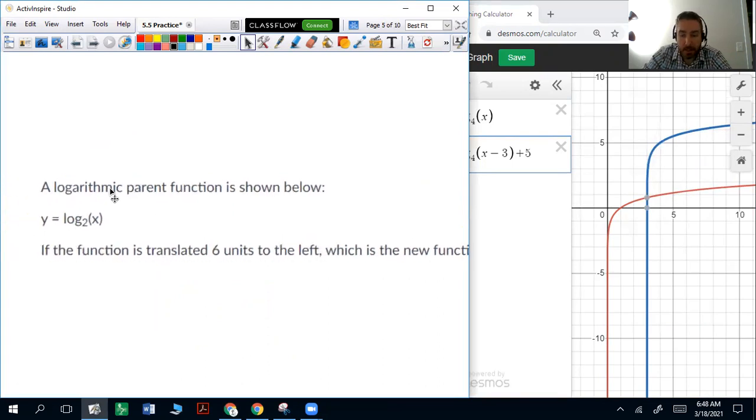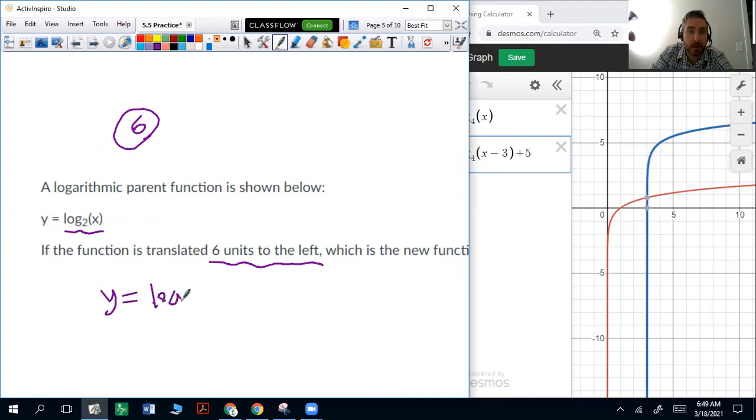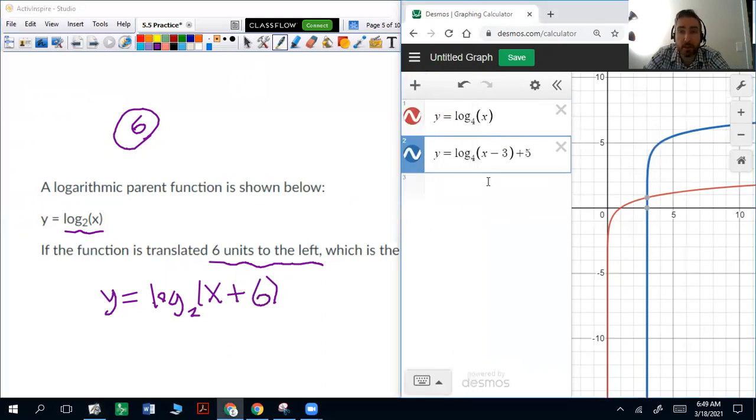Question 6. We want this to go 6 units to the left from log base 2 of x. So say y equals log base 2. Left is going to be in the parentheses, and that's going to be plus, so x plus 6. And there's no up or down, so we can just kind of verify that that is correct. Put a 2 there.